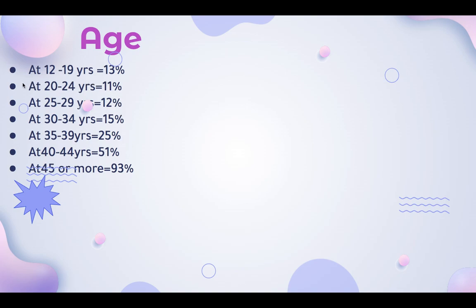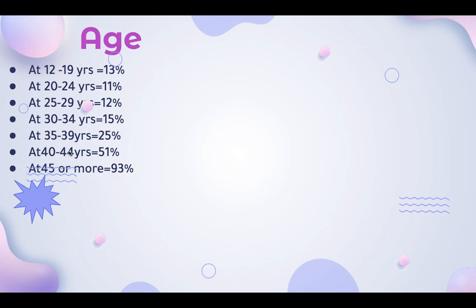Three numbers we have memorized. If you can follow me, what is the least risk of miscarriage? It is 11% at 20 to 24. These all start from 20, 30, 40, at alternate digits. 20 to 24, 11%; 30 to 34, 15%; 40 to 44, 51%.